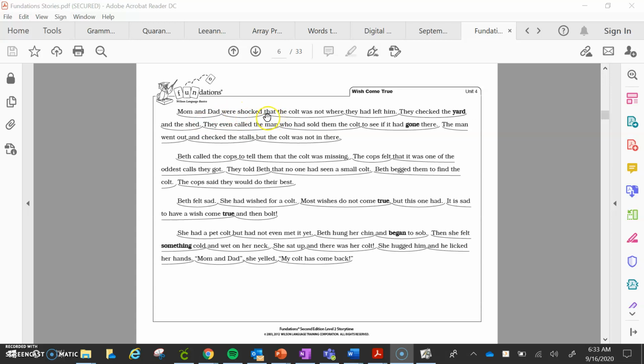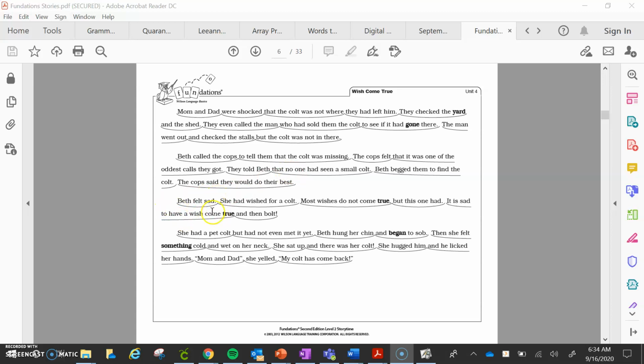Mom and Dad were shocked that the colt was not where they had left him. They checked the yard and the shed. They even called the man who had sold them the colt to see if it had gone there. The man went out and checked the stalls, but the colt was not there. Beth called the cops to tell them the colt was missing. The cops felt that it was one of the oddest calls that they got. They told Beth that no one had seen a small colt. Beth begged them to find the colt. The cops said they would do their best.